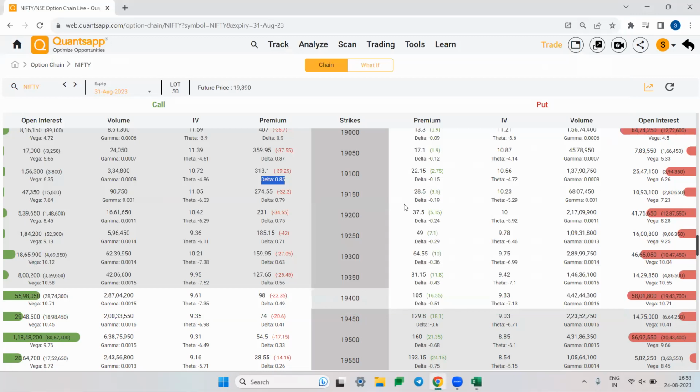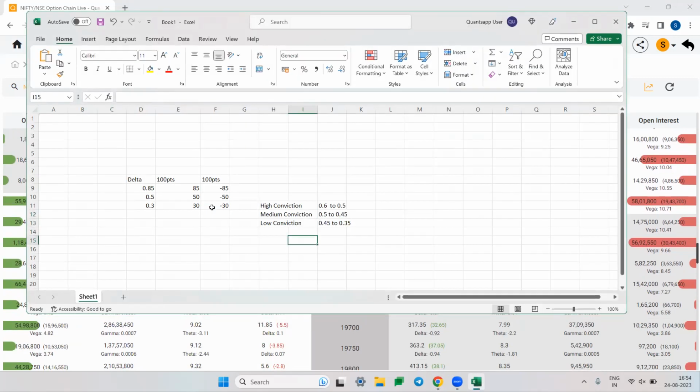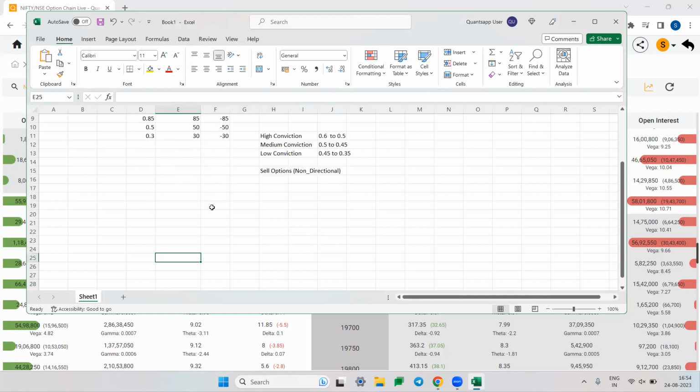Now, this was directional, and the opposite would be on the put side, because the put deltas are negative. So this is what we can do. Apart from that, if I want to sell options, and let's say I am non-directional on the market, that means I don't have any directional forecast. I'm not saying that the market will move in a particular direction. I'm expecting that the market might move in a range. So that means I will sell options, non-directional option selling.